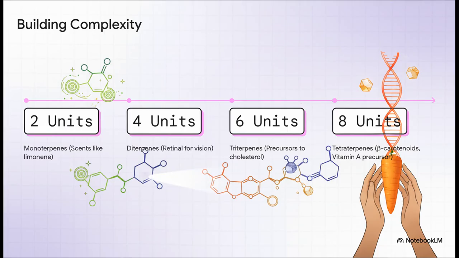So you can see the pattern here, right? As we keep adding more and more isoprene units, the molecules and their jobs just get more complex. Link 6 units and you get triterpenes like squalene, which our bodies use to make cholesterol. Link 8 and you get tetraterpenes like beta-carotene, and that is the pigment in carrots that our body turns into vitamin A. It's this beautiful story of complexity just emerging from utter simplicity.